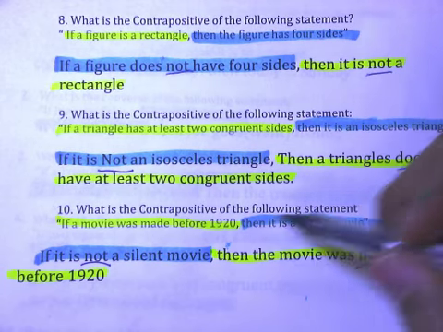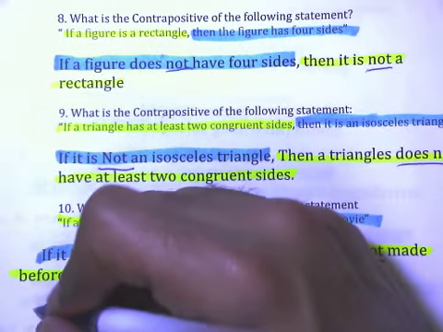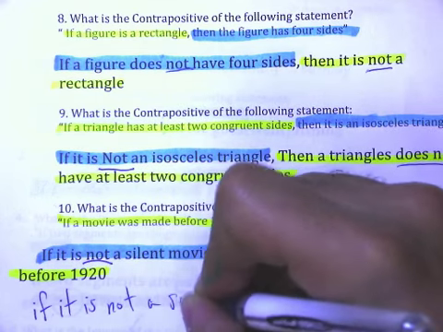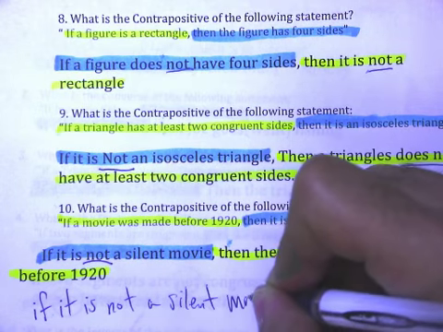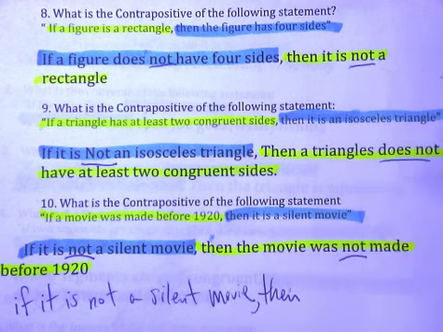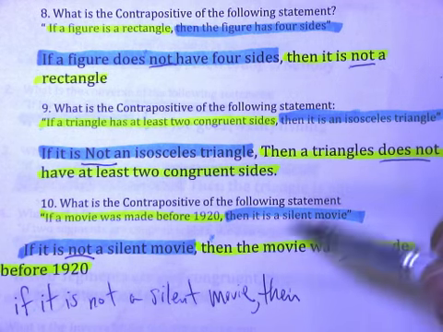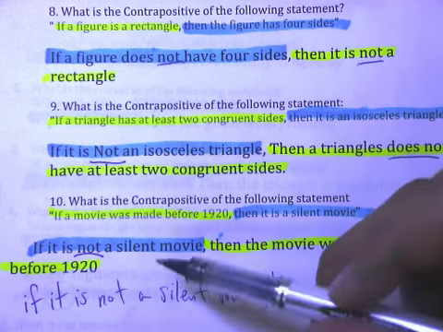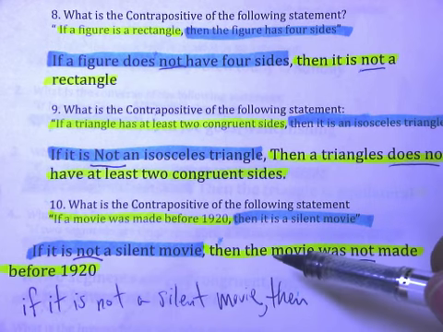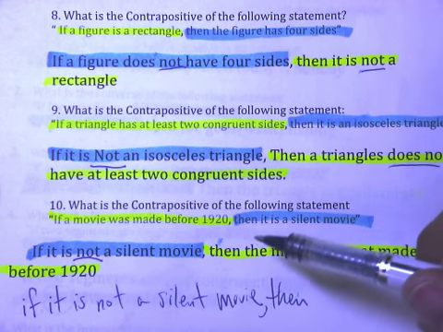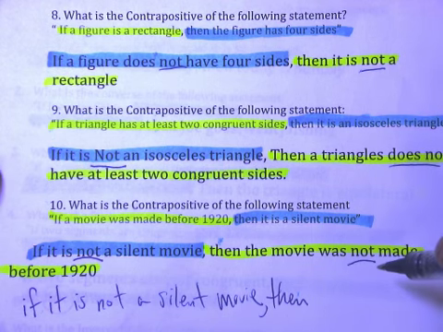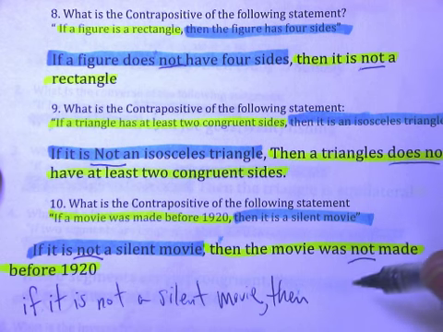This is the right answer, but they might also give you another choice, and that other choice might look like this. There's another way to write the contrapositive of this statement. The contrapositive of this statement would also be, if it is not a silent movie, then the movie was not made before 1920.